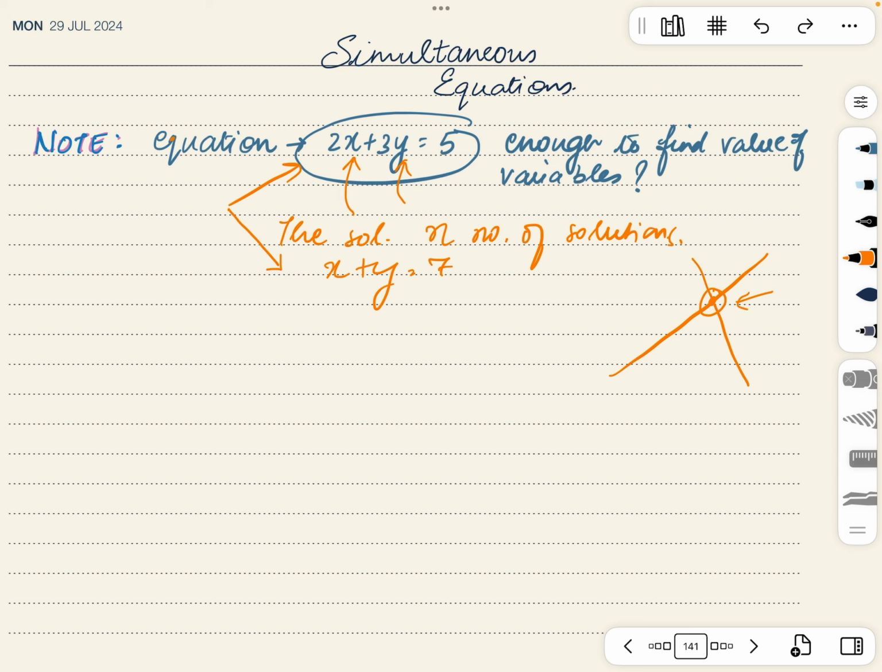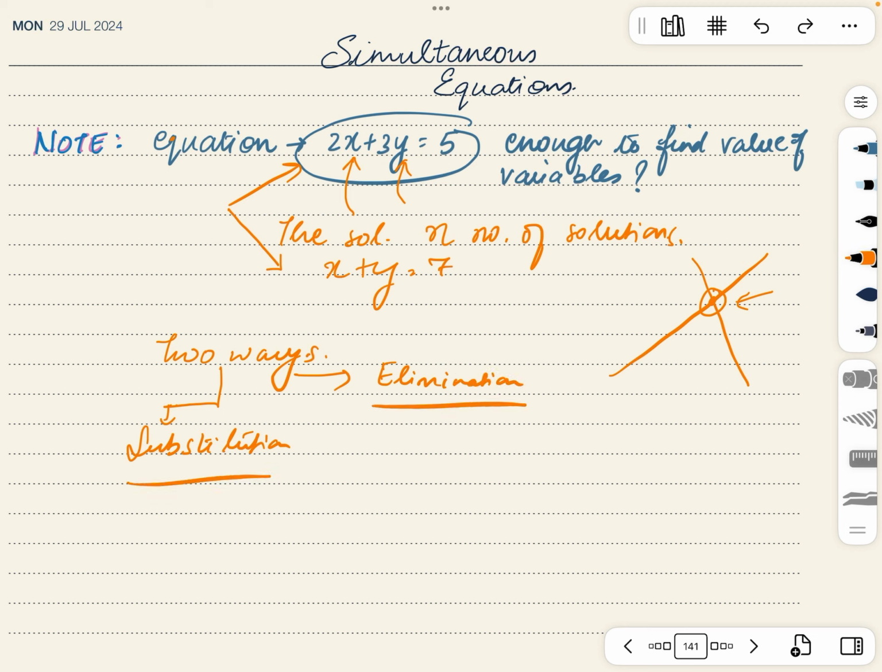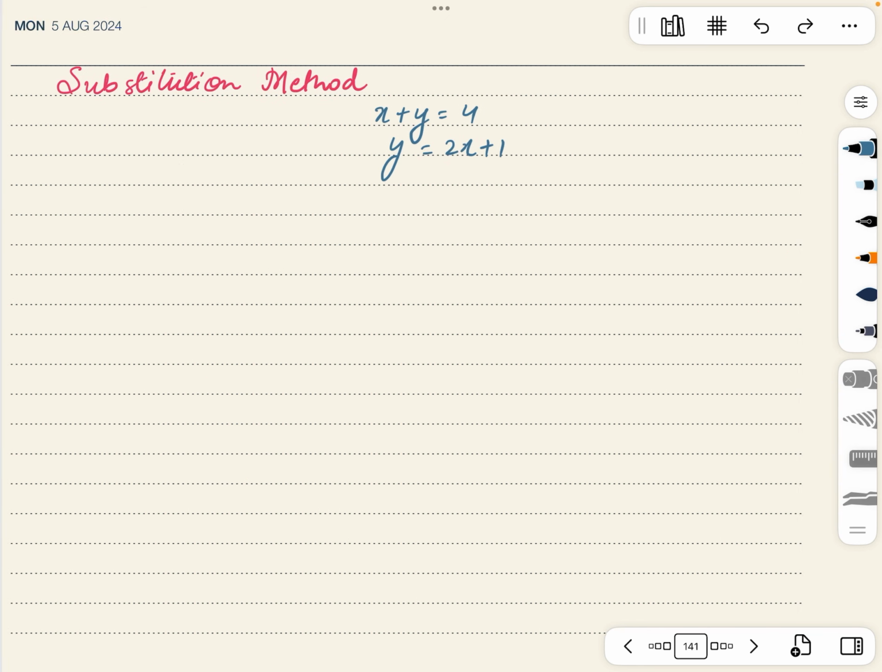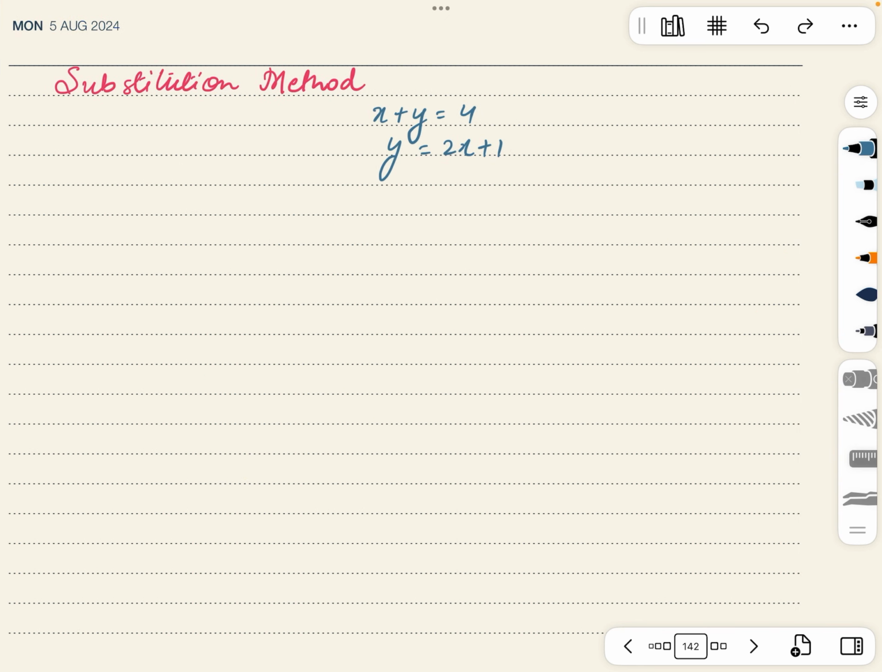Now the question is how. There are two ways in which we can explore the solutions to the equations. What are the two ways? One is the method of substitution, and the other is the method of elimination. This is how you can figure out the solution of the two equations. So let's see the first method, the substitution method. That's what we are going to solve.